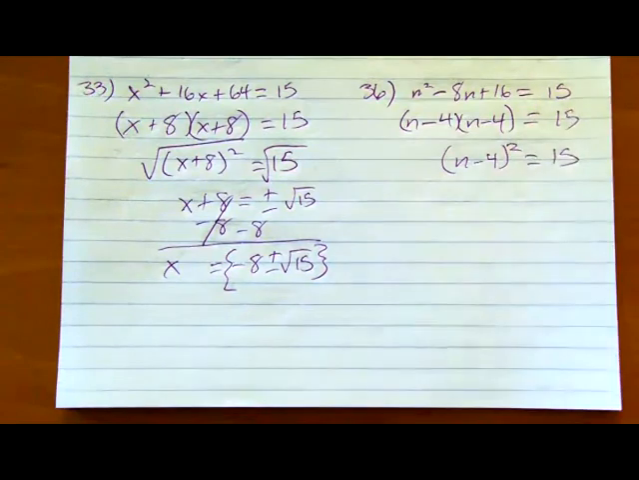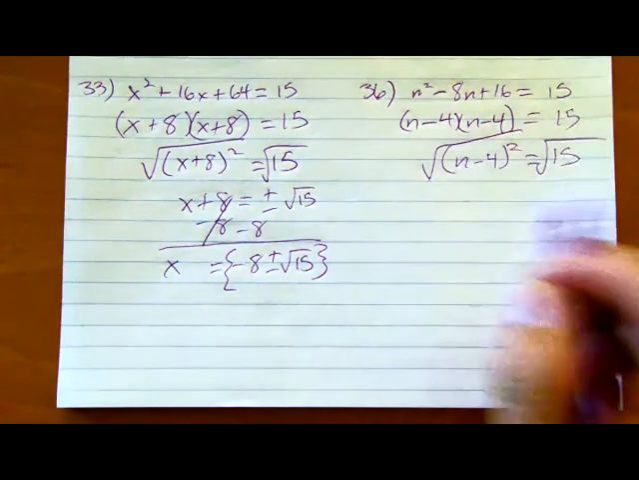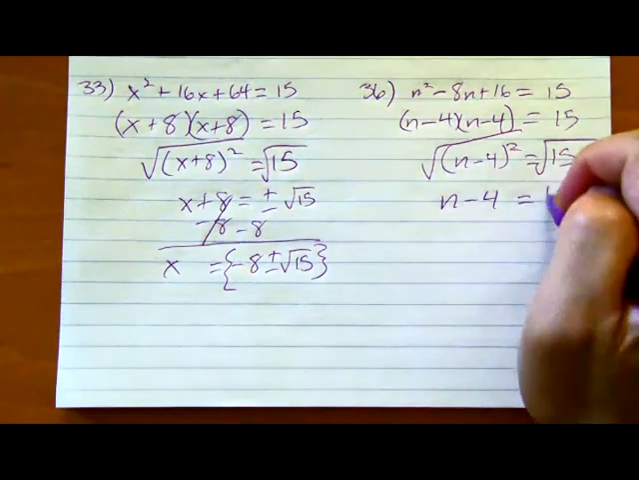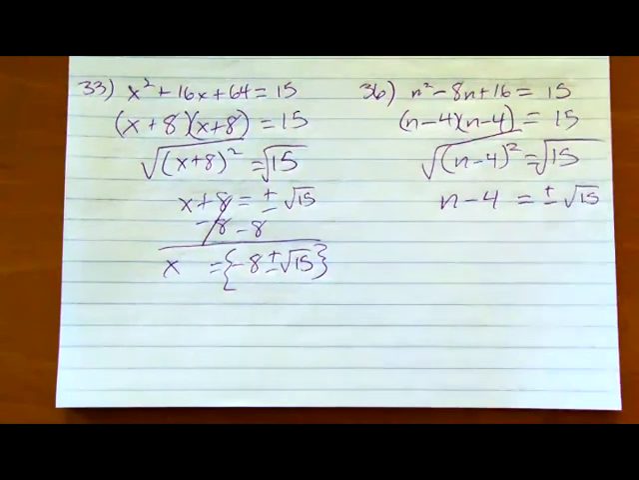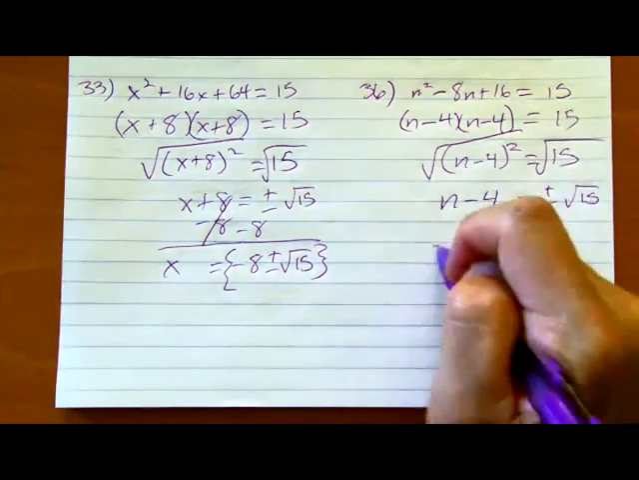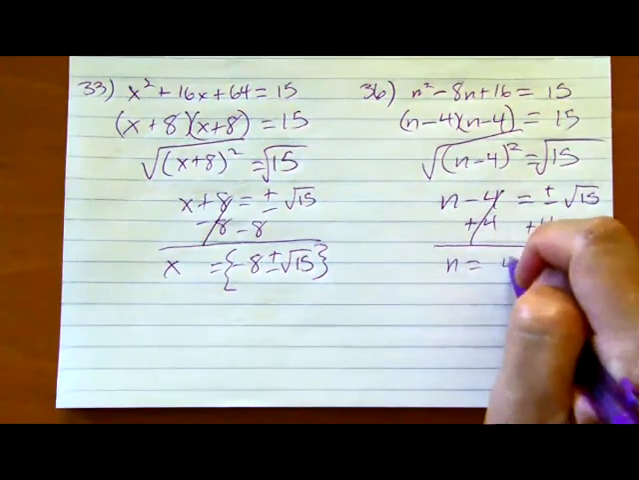Now we can apply the square root method. Positive and negative radical 15. Just gotta get n by itself. Add 4 to both sides. 4 plus or minus radical 15.